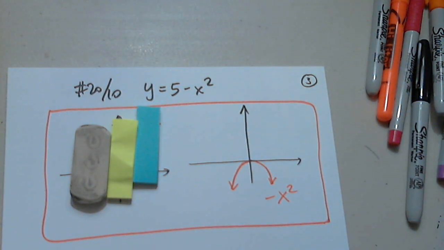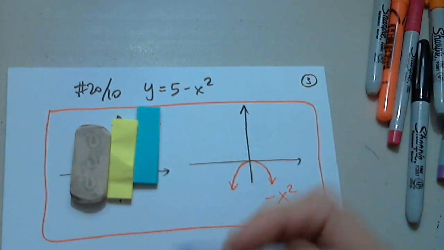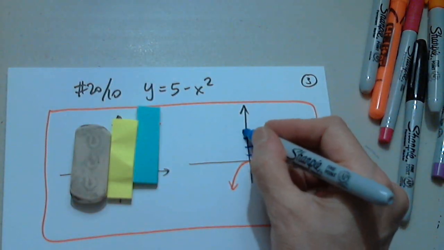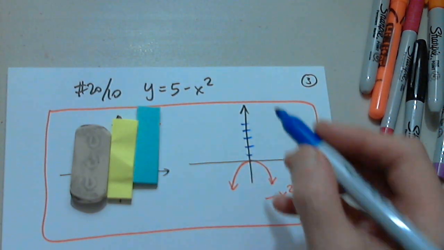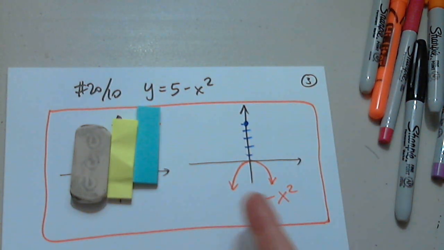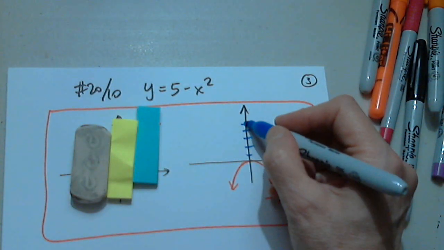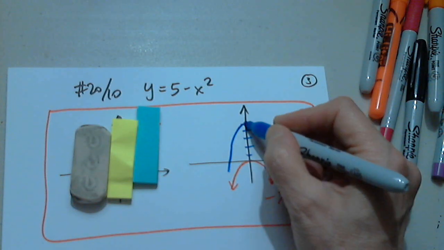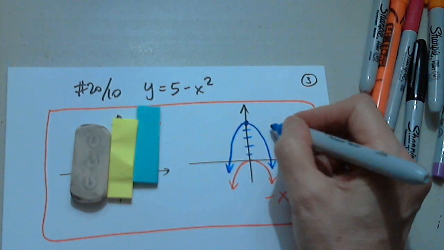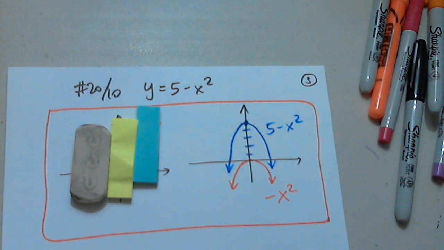Okay, so something like 1, 2, 3, 4, 5. This point from 0, 0 moves here. I don't know exactly where these will move, but I will find out in a minute. But here's the graph. This is the graph of 5 minus x squared.